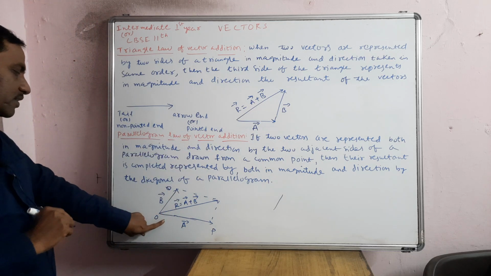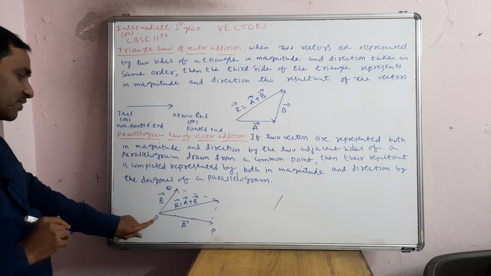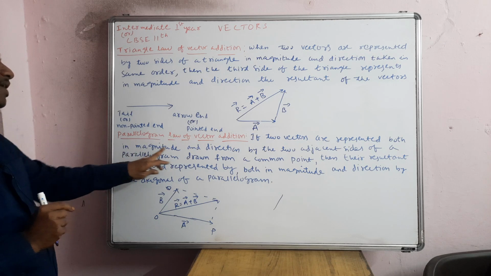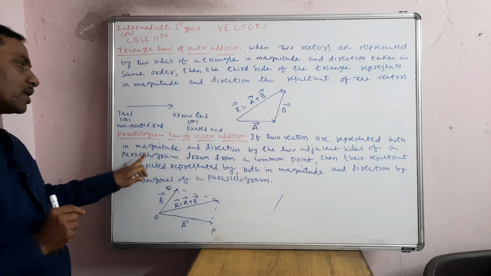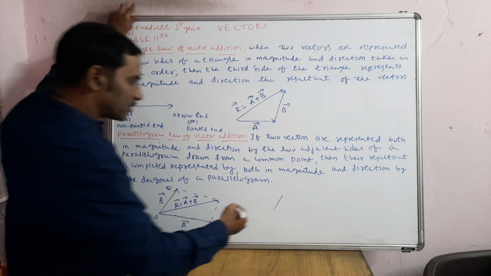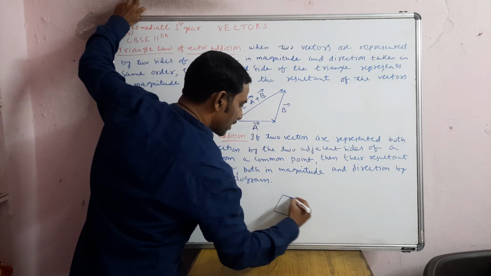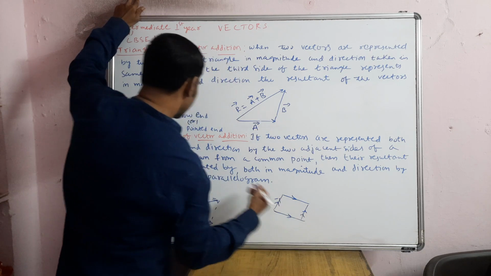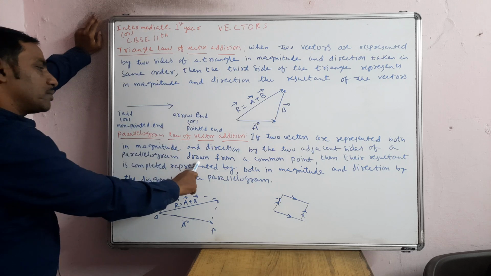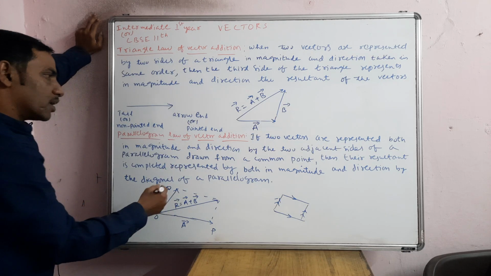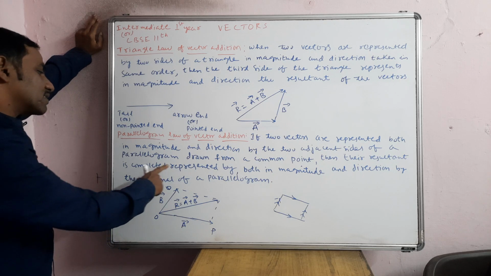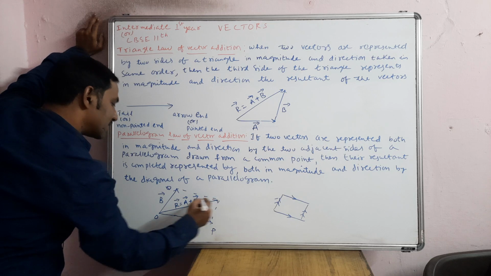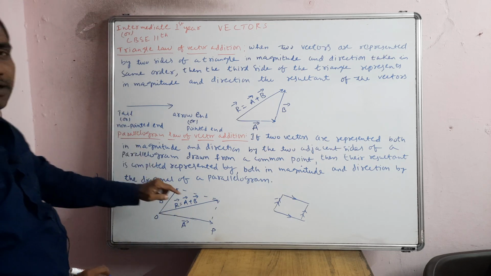If two vectors are represented like this, both in magnitude and direction, we have to start at the same point, at O. So if two vectors are represented in magnitude and direction by two adjacent sides of a parallelogram, where parallelogram means this side will be parallel to this side, and this side parallel to this side, drawn from a common point, meaning both the tails join, then the resultant is completely represented in magnitude and direction by the diagonal. If you draw the diagonal, this diagonal represents the resultant.